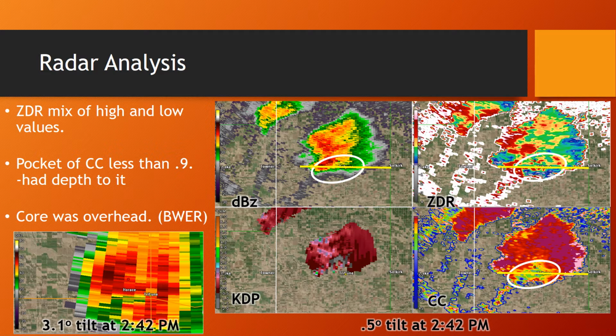CC was very helpful, as you saw in the prior slides, and in this one, where we have an area of 0.9 or less, and I have that circled there. Interestingly enough, this also is where we had a BWER, or a bounded weak echo region, with that core overhead of Tribune. And again, this image here is taken at 2:42, so this was 2 minutes after we had the hail report come into the office. And looking in the lower right at the 3.1 degree slice, you can see where the top of that BWER is. And it's directly overhead at Tribune.